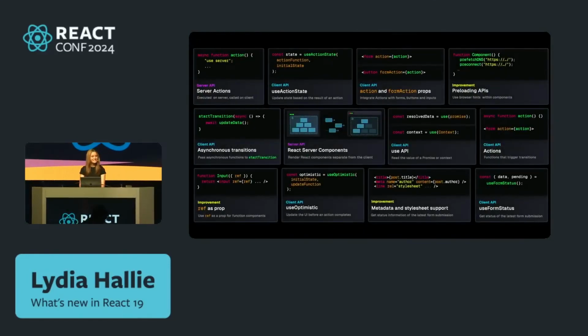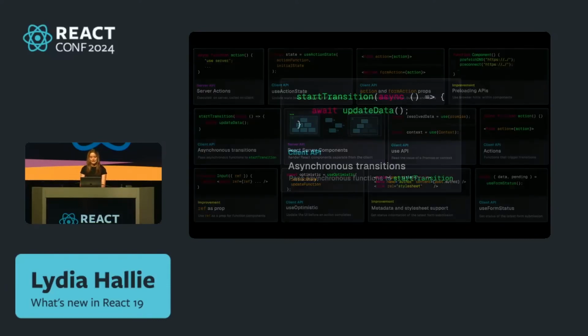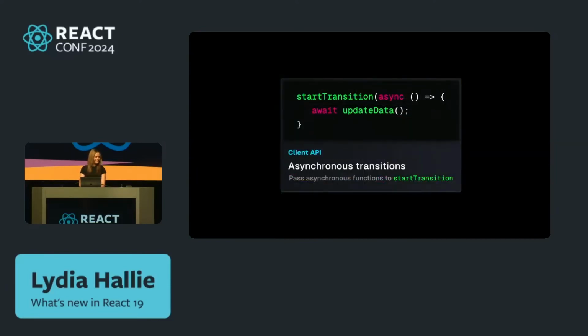What is new in React 19? Now, I know that many of you sitting here today have used frameworks that already had React Canary bundled, so not all of these features will be really new to many of you, but there are many that are now stable in React 19. So the first one is that in React 19, we can now pass asynchronous functions to start transition.